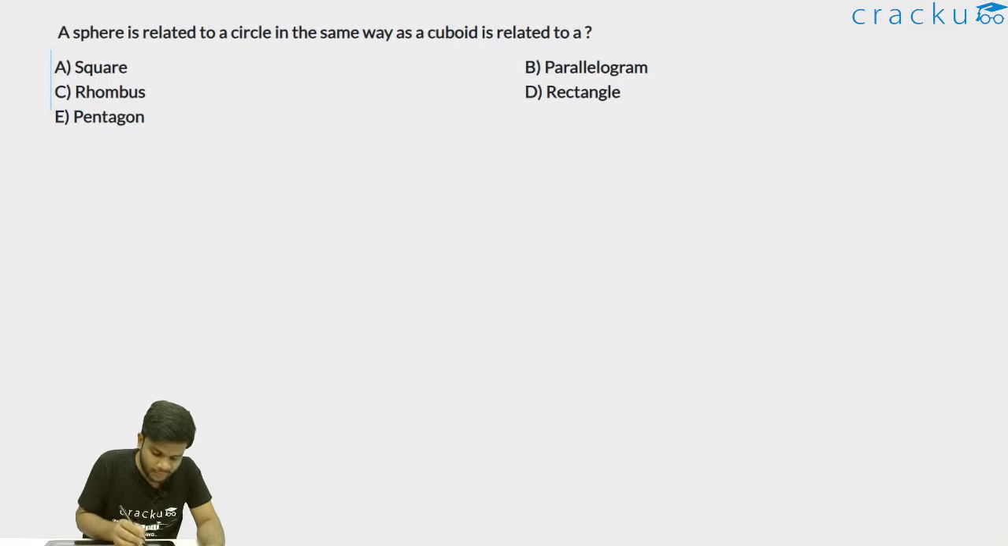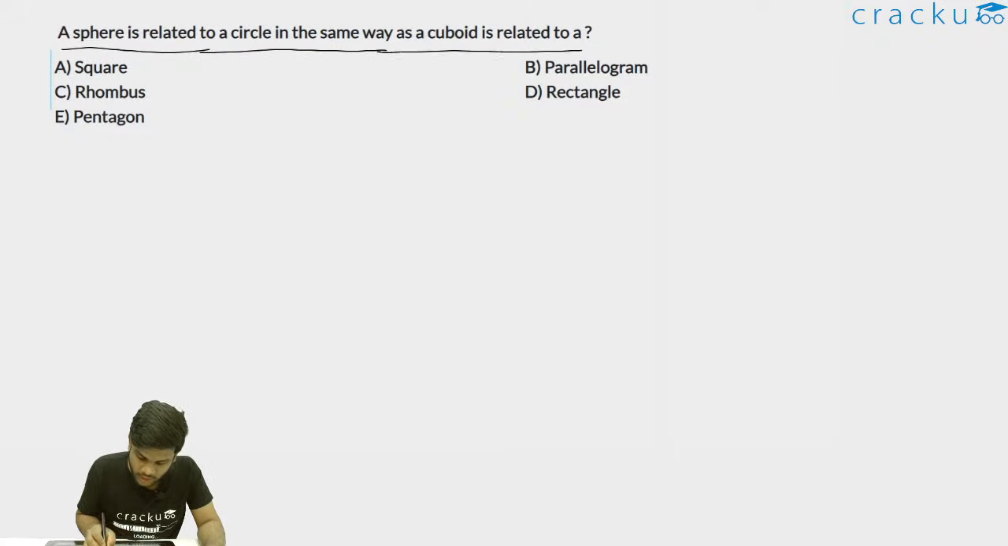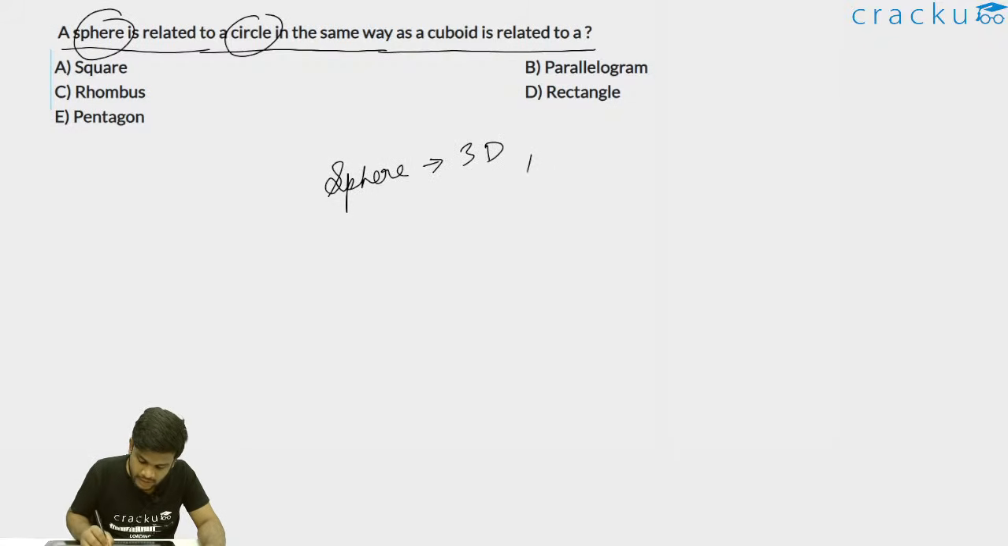In this question, we have to find what a cuboid is related to, in the same way as a sphere is related to a circle. So we have to find a figure which is related to cuboid in the same way circle is related to sphere. Now, as we all know, sphere is a 3D figure and circle is a 2D figure.